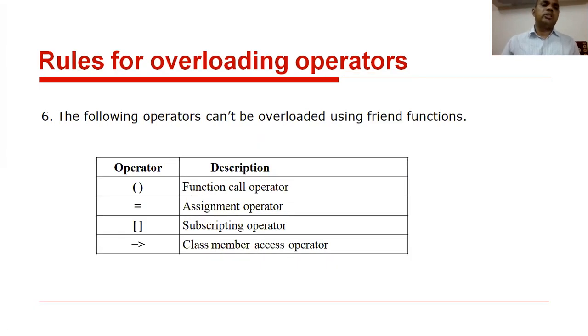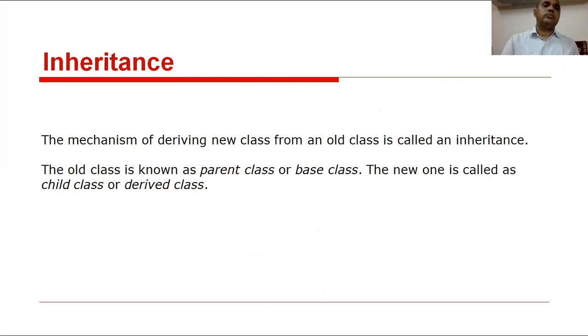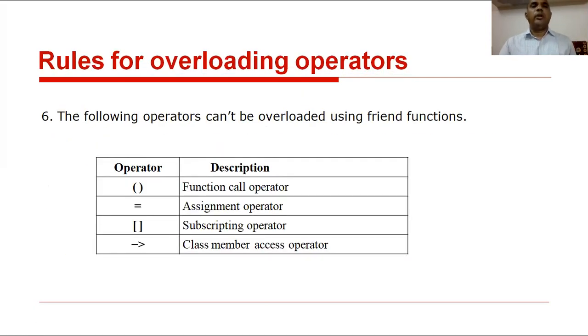Rules for overloading operators. The following operators can't be overloaded using friend functions. There is a new concept, friend function, available in C++. Tomorrow or day after tomorrow, we will discuss friend functions. The operators are: open and close parentheses, the function call operator; equal to, the assignment operator; square brackets open and close, that is called the subscript operator; then the arrow, the class member access operator.